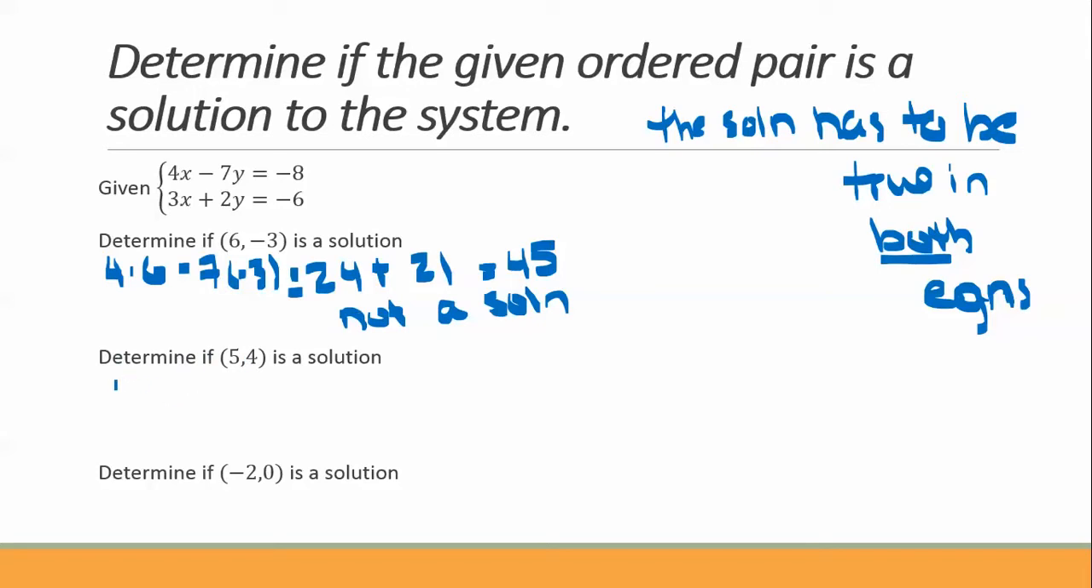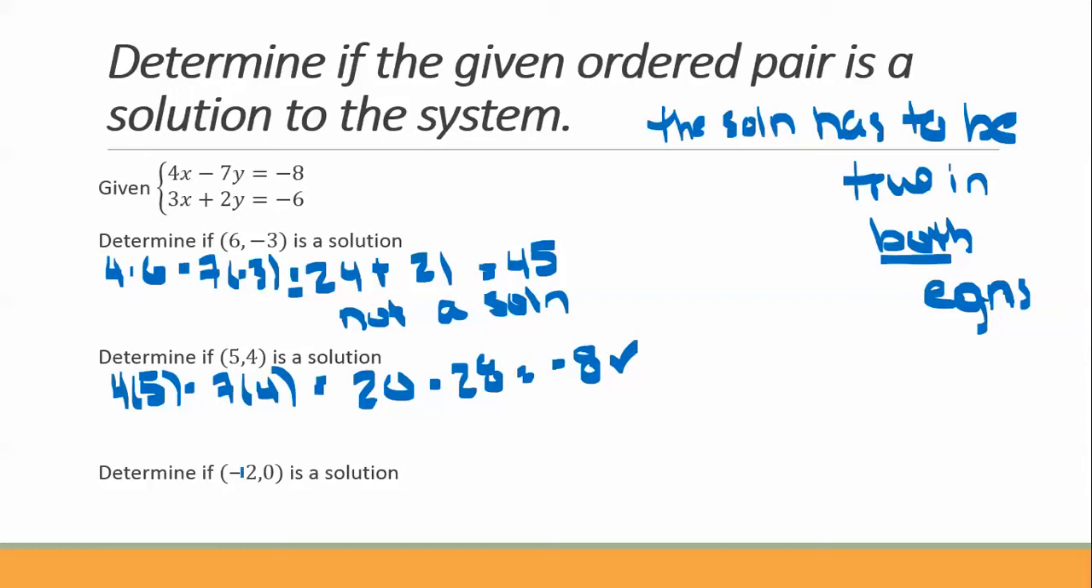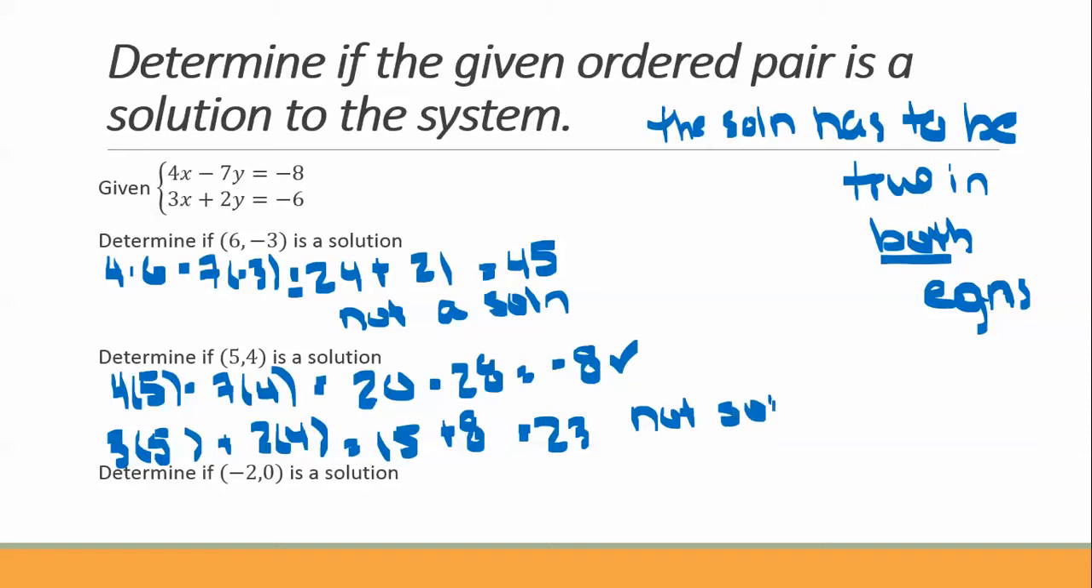Let's try 5 and 4 in the first equation. We have 4 times 5 minus 7 times 4. So that's 20 minus 28. That equals negative 8. So that one checked out. So let's try it in the second one. 3 times 5 plus 2 times 4. That's equal to 15 plus 8, which is 23. 23 is not equal to negative 6, so even though it worked in the first equation, it's not a solution because it didn't work in the second equation.